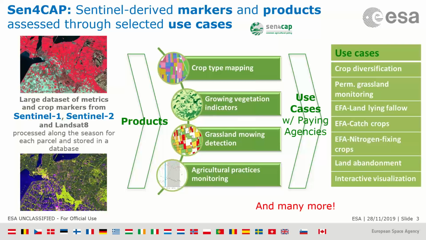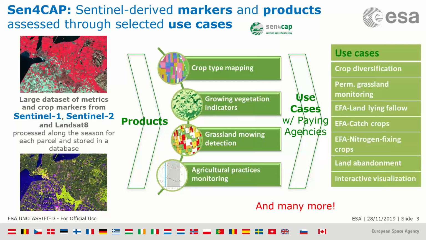So these markers within the Sen4CAP project have been used through a selection of use cases. We selected use cases with the paying agencies in Europe, and we developed 4 kinds of products to do so: crop type mapping, growing vegetation indicators, grassland mowing detection, and agricultural practices monitoring.